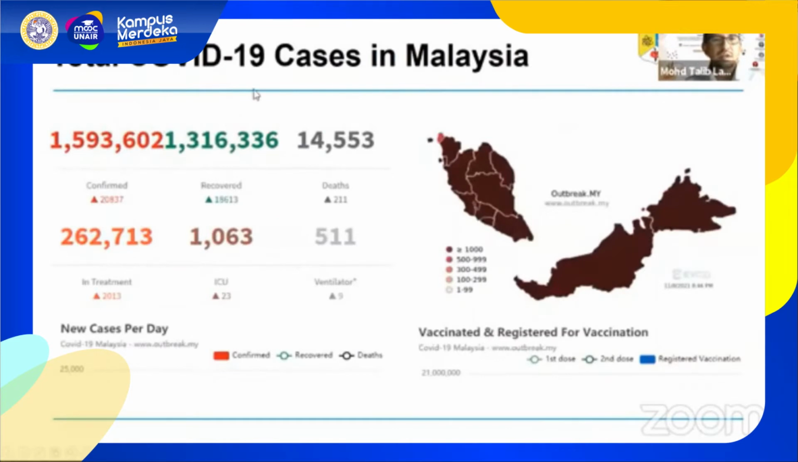This is total COVID-19 cases in Malaysia. For the time being, the number of confirmed cases is more than 1.5 million. Alhamdulillah, the number of recovered is actually 1.3 million. But this one is very sad: more than 14,000 people have died because of COVID-19. In treatment, there are more than 200,000. ICU is more than 1,000. On ventilators, actually more than 500.